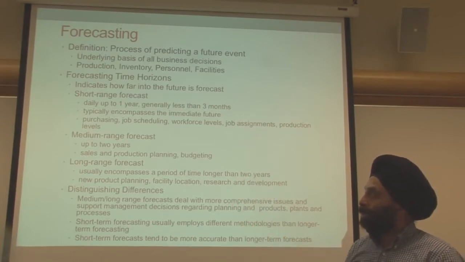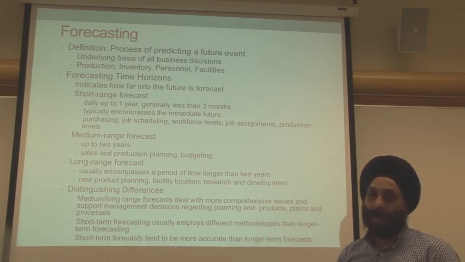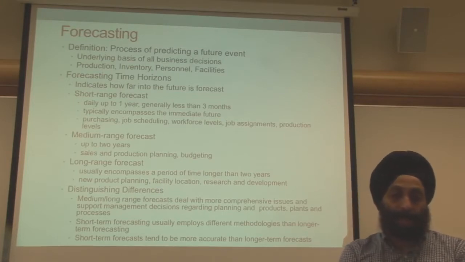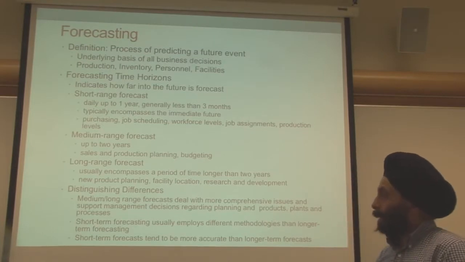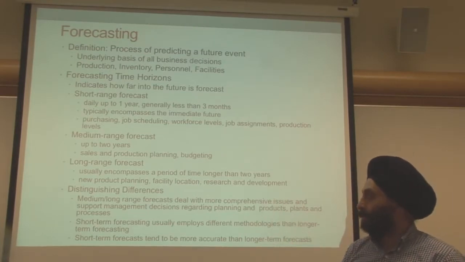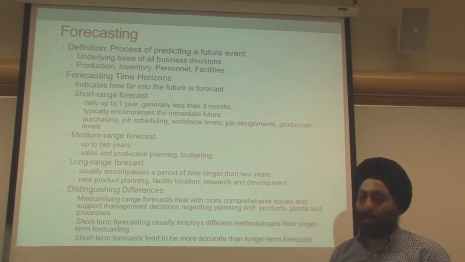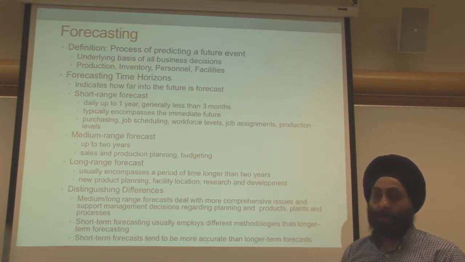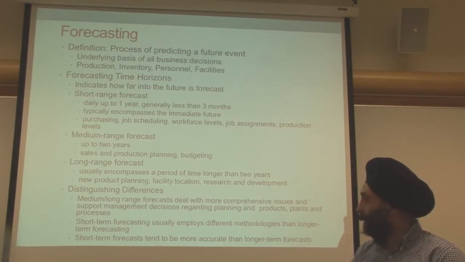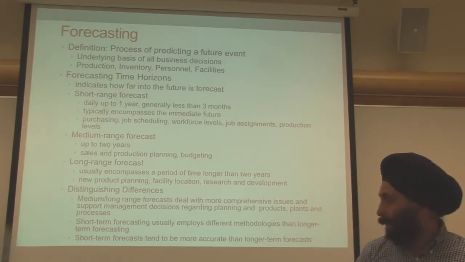In terms of medium-range forecast, that can go all the way up to 2 years, and these focus on sales and production planning, which will be a topic discussed in later chapters, and budgeting issues that come in. And then we have the long-range forecast, which typically encompasses a period longer than 2 years and focuses on planning of new products, facility location, if we need to move our facility from one location to another, or what type of projects we need to undertake for R&D.